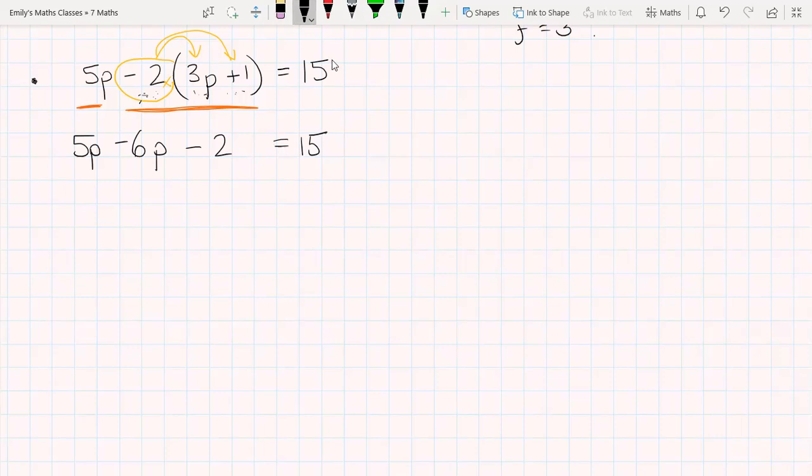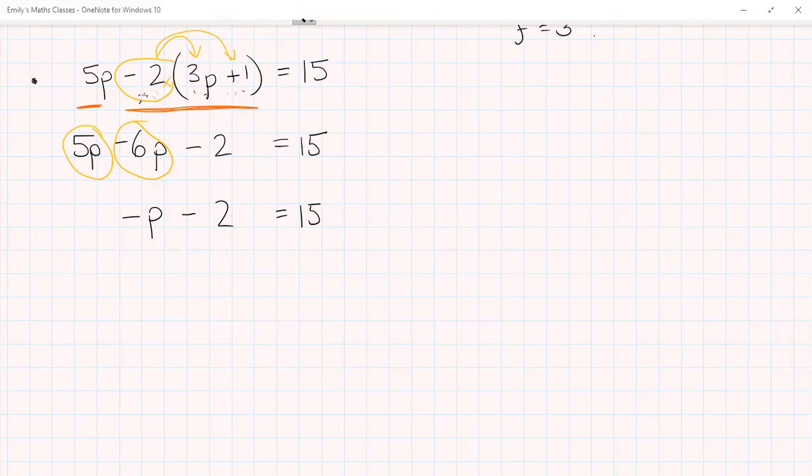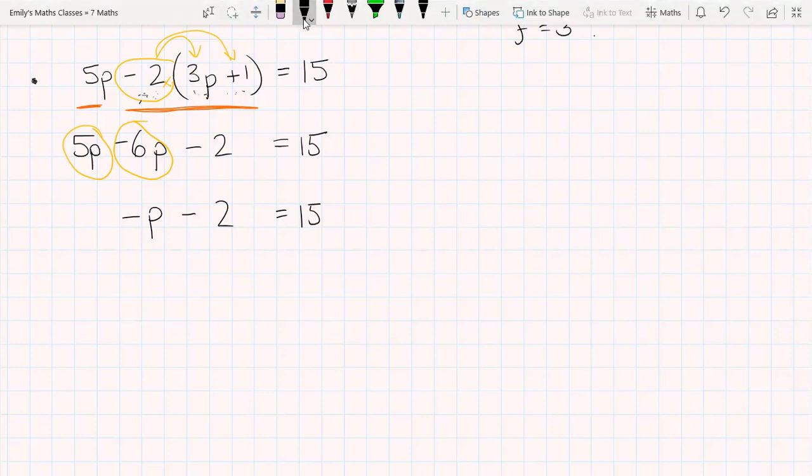Have a look. Do we have any like terms? Is there anything that can come together? We've got the 5p and the minus 6p, because remember the sign in front is connected to it. So can we bring that together? Yep, 5p minus 6p is minus 1p, or just minus p, same thing. Minus p plus 2 equals 15.